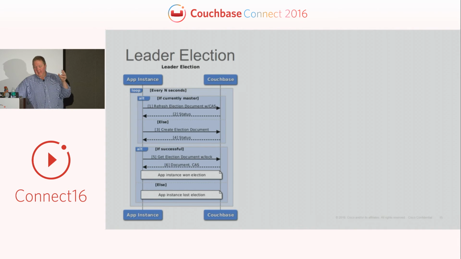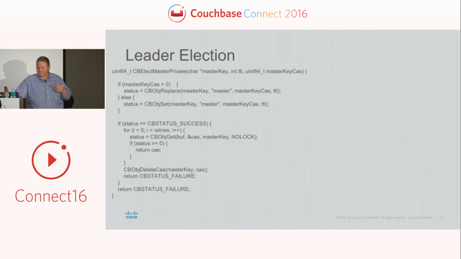And that means you've won the election. If you're not able to create the document, you've lost the election, and you just return to your normal citizen ways. Again, the code on this is pretty straightforward, pretty simple. Elect master: if you have the CAS ID for the object, you do a replace on it to refresh it. Otherwise, you do a set to try to obtain it. If you succeed in that, then you are the master, and you're elected as the leader, and you proceed on.